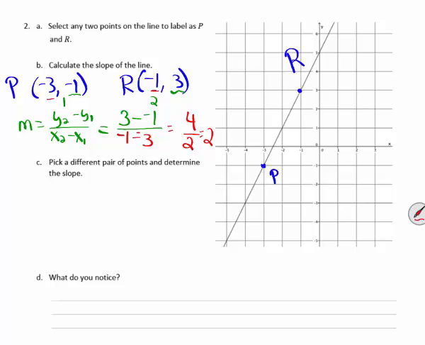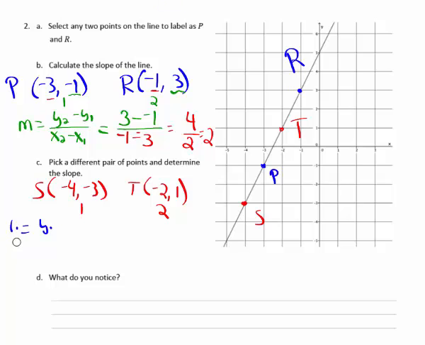Okay, pick a different pair of points. All right, so this time I'm going to pick over here, and I'm going to call it S and T, just because I want to. So there's S, there's T, and I'm going to do the same thing. So S is at the point -4, -3. T is at the point -2, 1. First point, second point. So then I'm going to write my formula, y equals, oops, not y equals, sorry. That should say M equals y2 minus y1 over x2 minus x1.